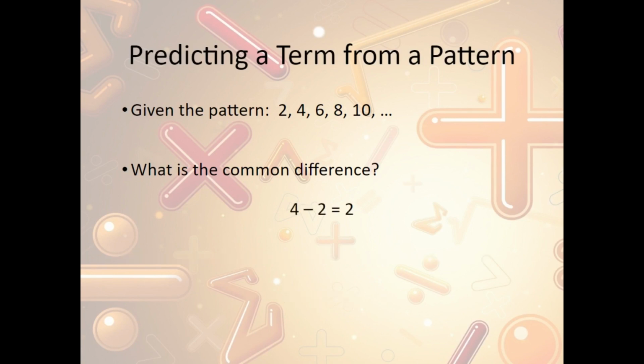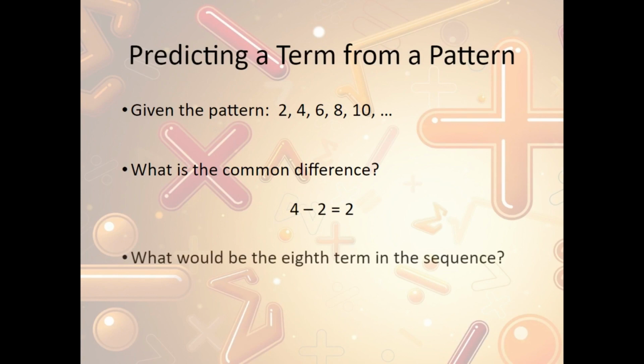Again, we have a situation where we know the common difference is 2. Now, what if I asked what is the 8th term? We have 1 term, 2, 3, 4, 5. So we need 3 terms later. We're going to go ahead and add 3 terms. So we add 2 and 2 and 2 and we get 16. So we know that the 8th term would be 16.